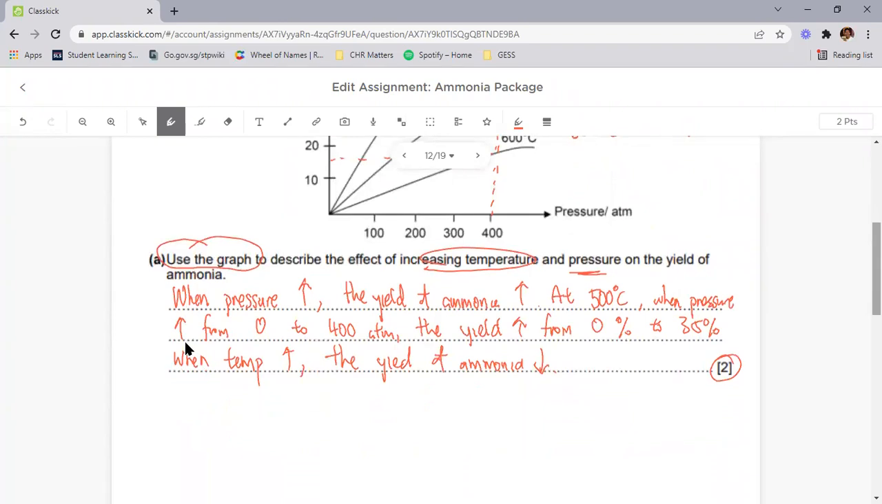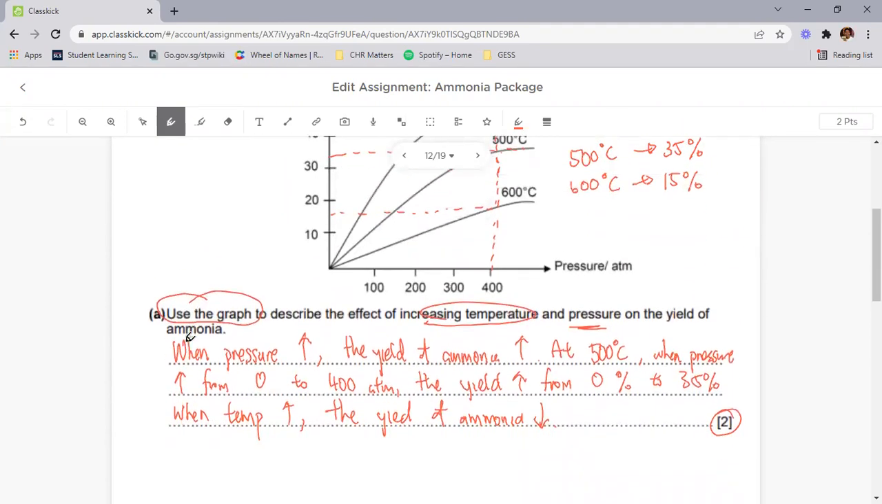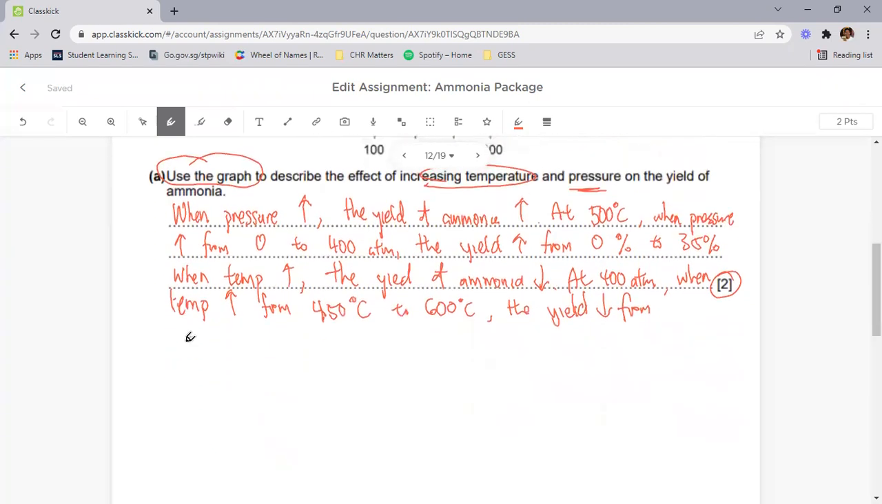So now it's time to answer how to trend. So we're going to say at 400 atm, okay, that's my reference point. When temperature increases from 450 degrees Celsius to 600 degrees Celsius, the yield decreases from 50% to 15%.